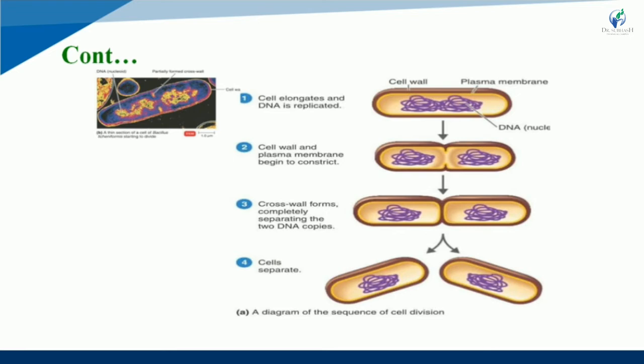So what is the first step? Cells elongate and DNA is replicated. The cell is made up of cell wall, plasma membrane and DNA. Second, the cell wall and plasma membrane both start to constrict. Third, cross walls form completely and separate the two DNA copies. And finally, the cells are separated.